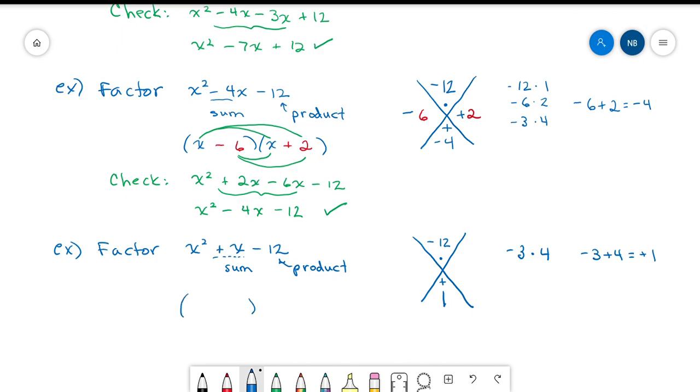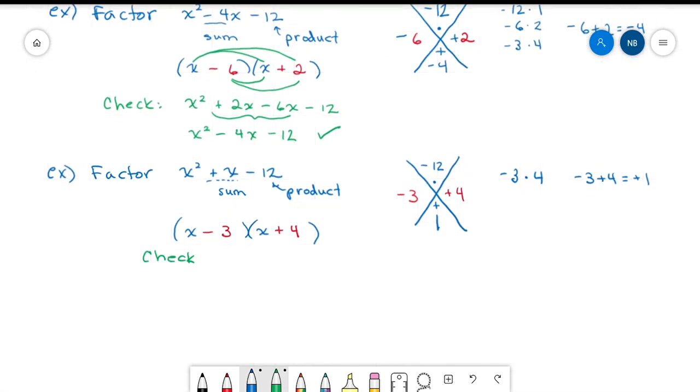So set up your parentheses, start them both with x. The numbers we need are negative 3 and positive 4. So we put negative 3 here and positive 4 here, and then we check our answer. X times x is x squared. X times 4 is 4x. Negative 3 times x is negative 3x. And negative 3 times 4 is negative 12. Combine like terms in the middle, and we get exactly what we started with.